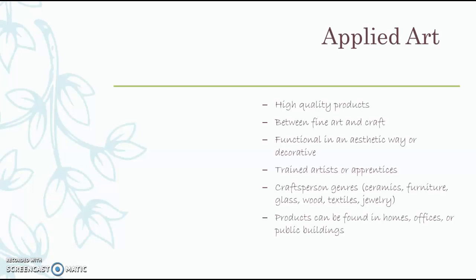Applied art characteristics. High quality products between fine art and craft, functional in an aesthetic way or decorative, trained artists or apprentices, craftsperson, genres: ceramics, furniture, glass, wood, textiles, and jewelry. Products can be found in homes, offices, or public buildings.